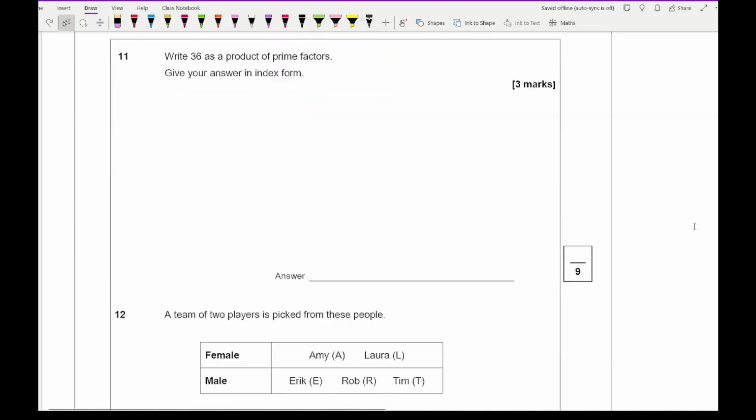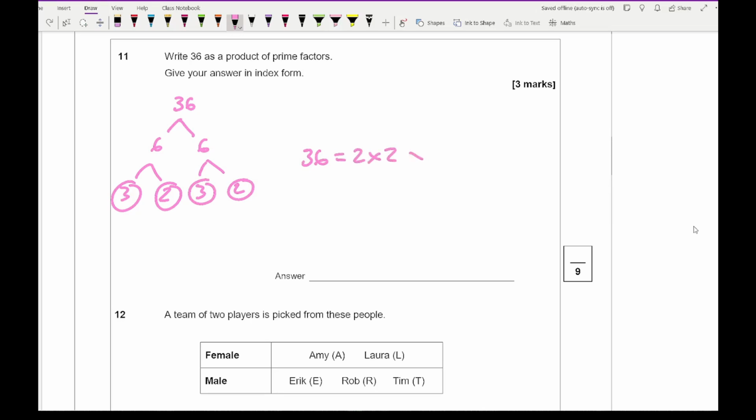Then for question 11, it says write 36 as a product of its primes. Now, if it's a non-calculator paper, I would suggest doing a factor tree. So here I've got 6 times 6, and then I've got 3 times 2, circle those 2, 3 times 2, circle those 2. So here I've got 36 equals 2 times 2 times 3 times 3. And then writing them as powers, that's going to be 2 squared times 3 squared. Now, if I just left my answer like this, then I'm going to lose a mark, because the actual question does say to leave your answer in index form. And index form basically means with powers.